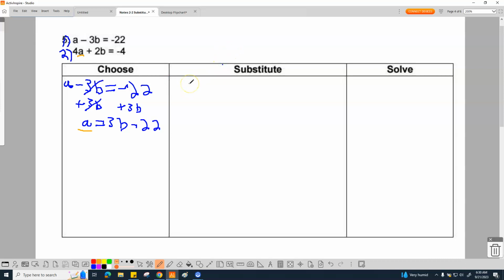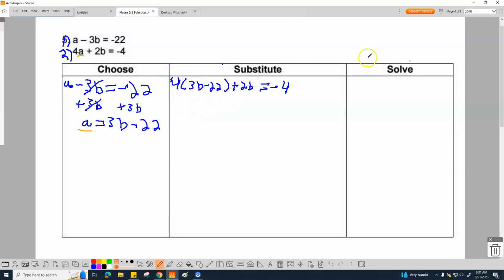I'm going to write 4. I'm going to do parentheses instead of writing the a. Plus 2b equals negative 4. Cool. I'm going to fill in this 3b minus 22. And we have ourselves basically a b and a b inside this equation.